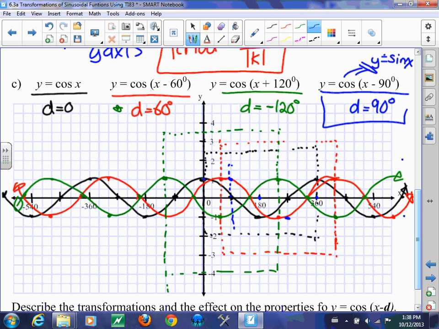So my one box is going to be right here, because I'm going to start here. I'm going to go down and come back up.